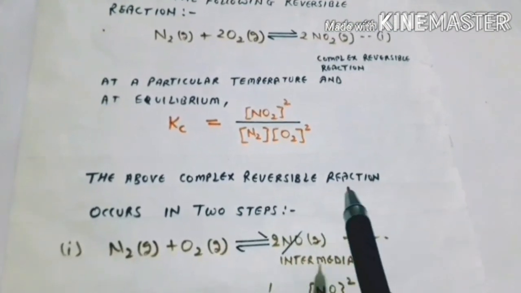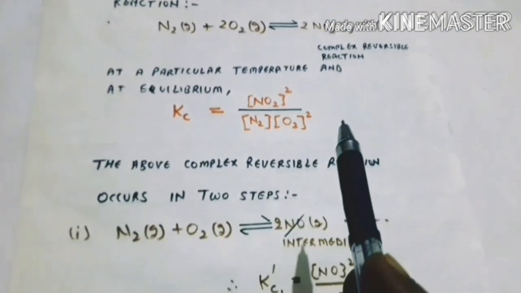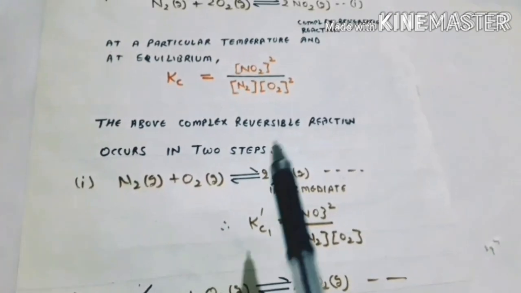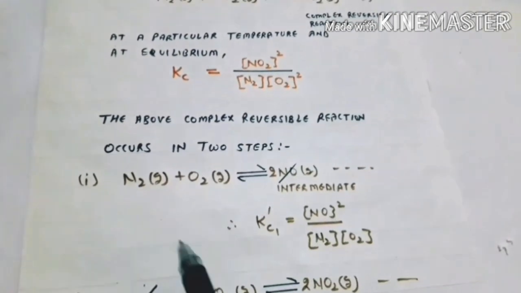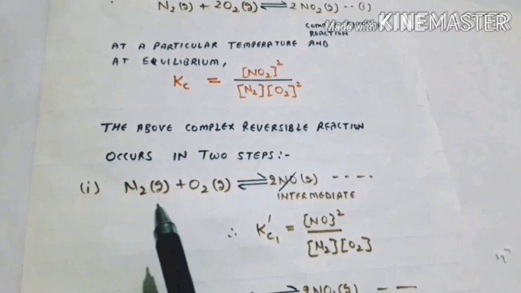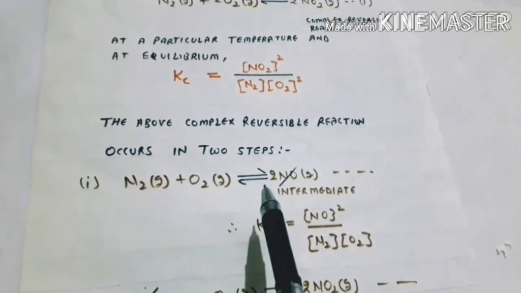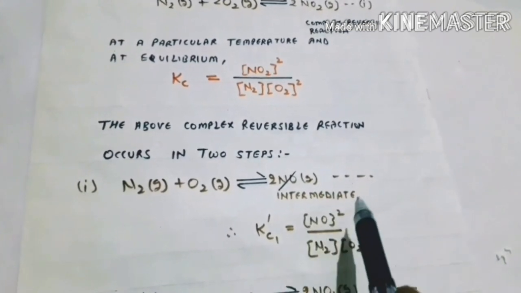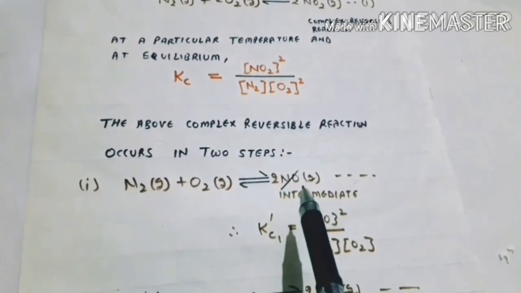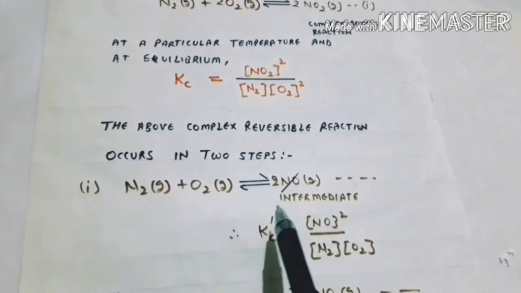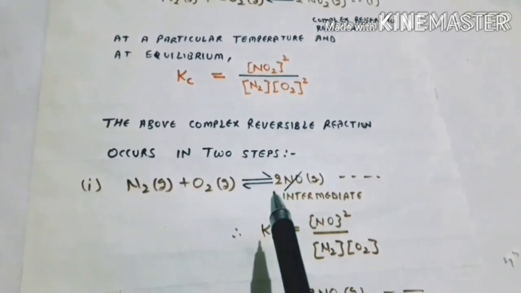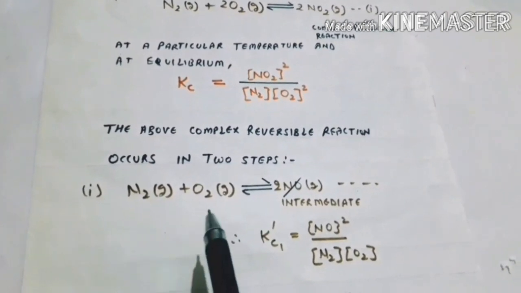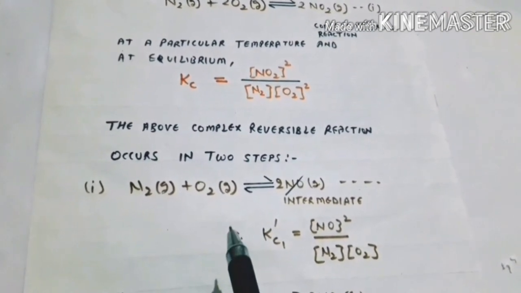The above complex reversible reaction occurs in two steps. So step 1, the first elementary reaction of the complex reversible reaction, is 1 mole of nitrogen gas reacts with 1 mole of oxygen gas in the forward direction to produce 2 moles of nitric oxide as the intermediate, and the 2 moles of nitric oxide in the backward direction react to give back the reactants, 1 mole of nitrogen gas and 1 mole of oxygen gas.